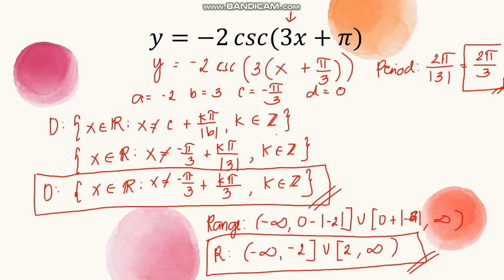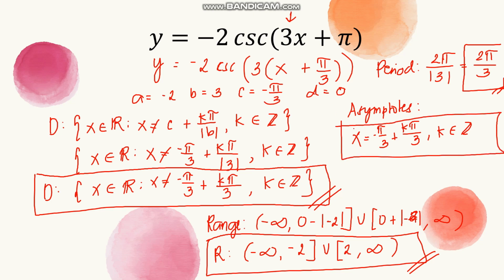And for our asymptotes, you can solve using the formula, or you can simply get the restricted values for the domain, and then that will already be our asymptotes. So x equals negative pi over 3 plus k pi over 3, where k is an element of integers. So that's how you identify the domain, range, period, and asymptotes of our function.